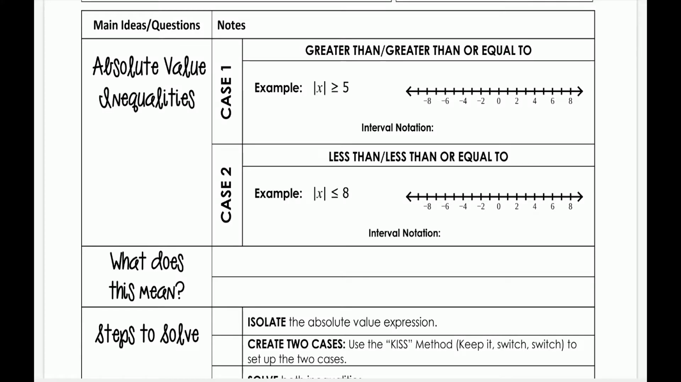Hello everyone. Today we're going to be talking about absolute value inequalities. Just like absolute value equations, you're going to be basically solving two things at once. In fact, that's why we went over the compound inequalities last week.